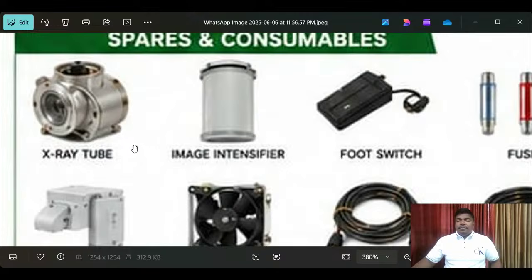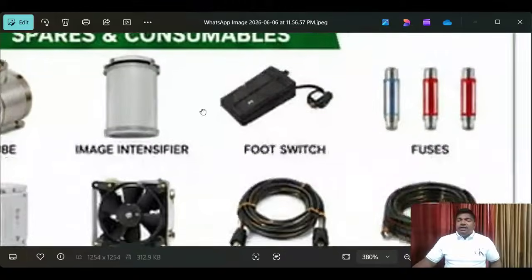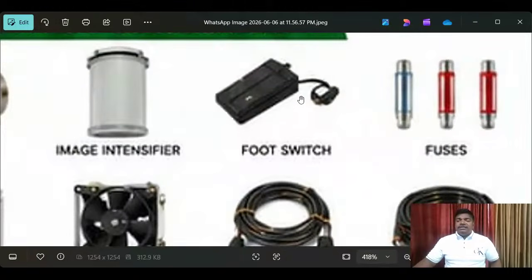X-ray tubes here. Next, the image intensifier, how it looks here. This is an internal part, so it is not visible outside. And the foot switch is visible, you can watch it. See here. If the foot switch is not working, then you have to check it, open everything and continue checking. If it is damaged, then you have to repair it, do the soldering, and do the repair and service, and instantly provide the services.